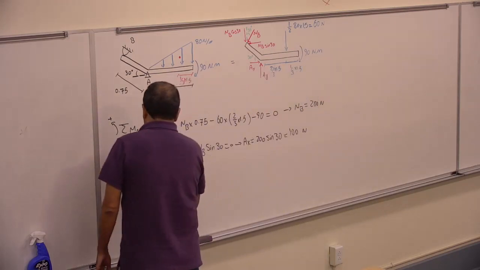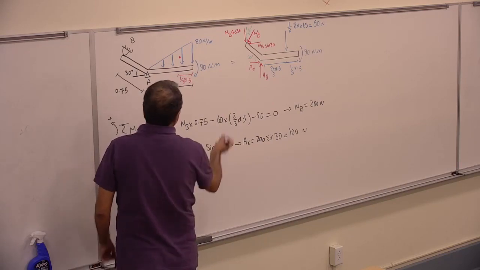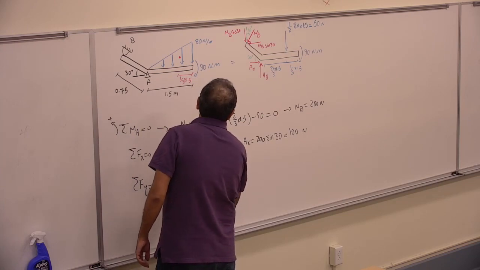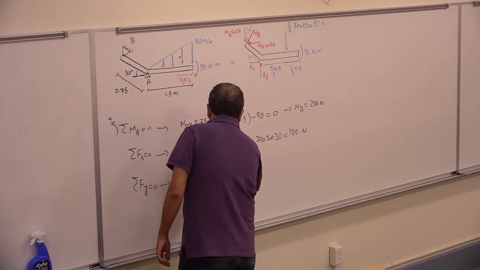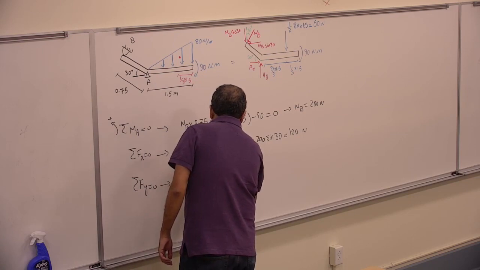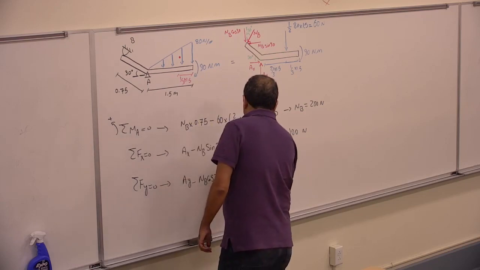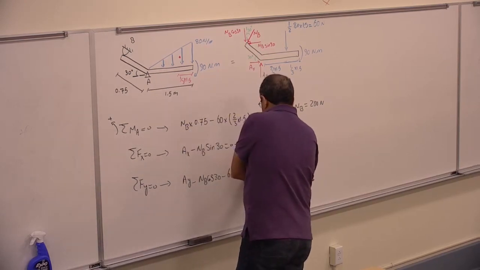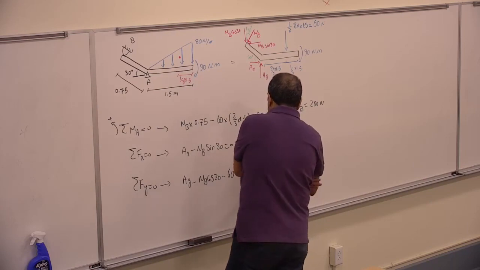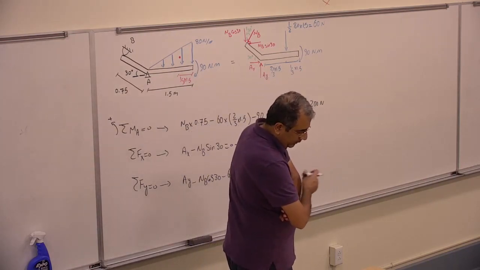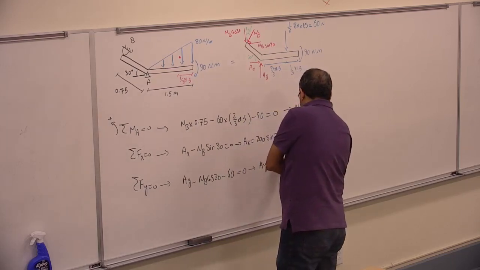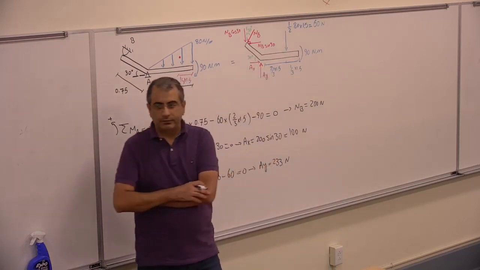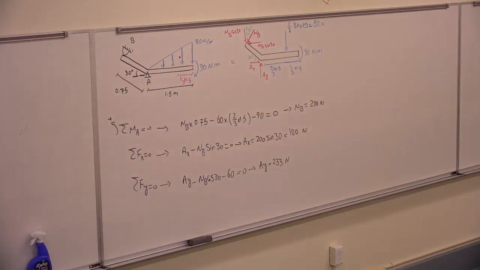100 newtons. And then I have the sigma Fy equals 0. So again, in the y direction, I have the Ay minus NB cosine theta minus 60. Any other force? So Ay would be. Well, I have a problem. 233.